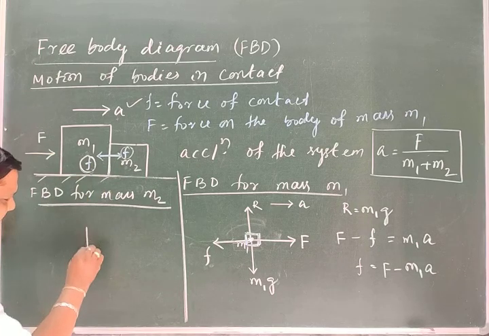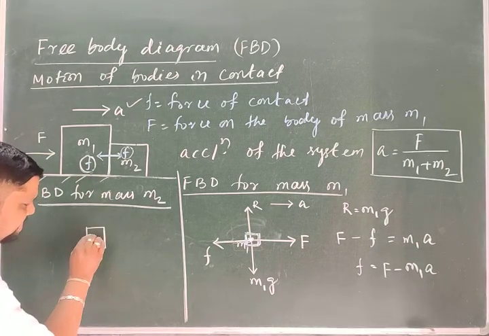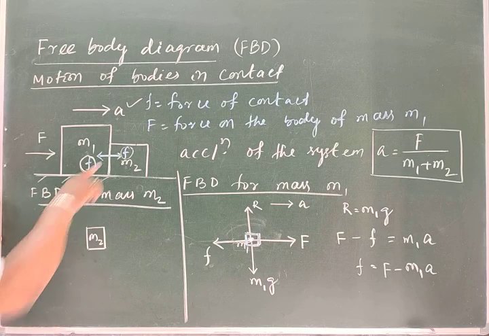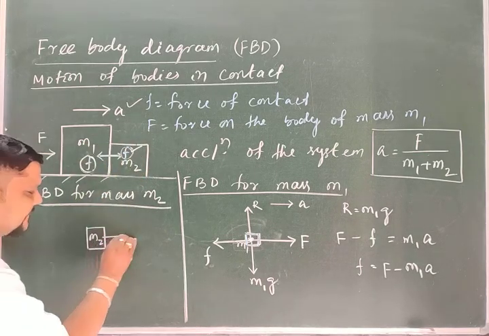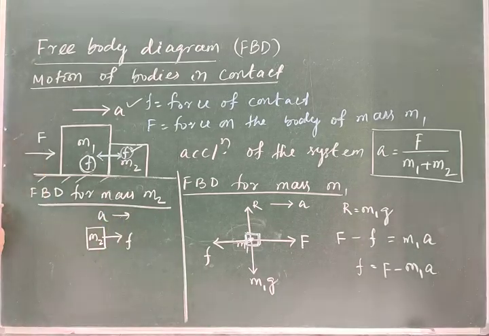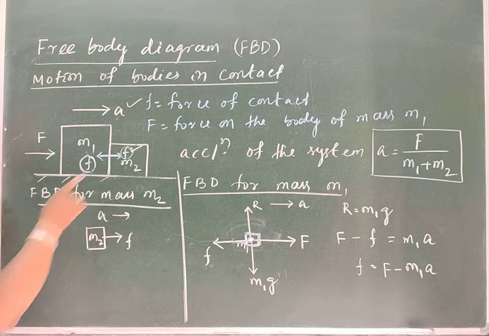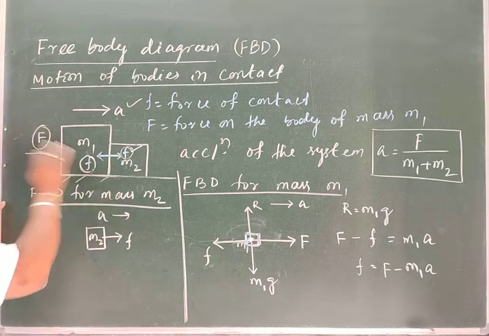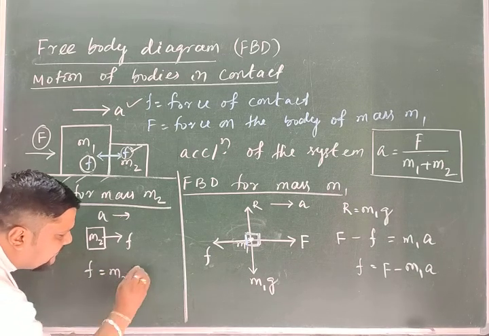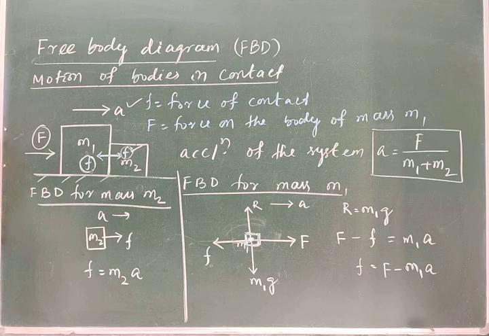Here obviously this mass m2 is here. What are the forces acting on this mass m2? One force, along this direction, F gives an acceleration like this. So this F gives an acceleration because there is no direct force. This force is applied only on m1. So this F is equal to m2a.